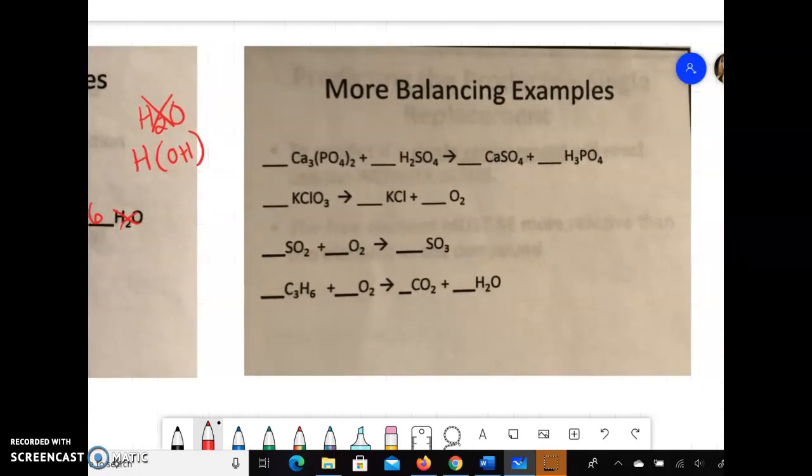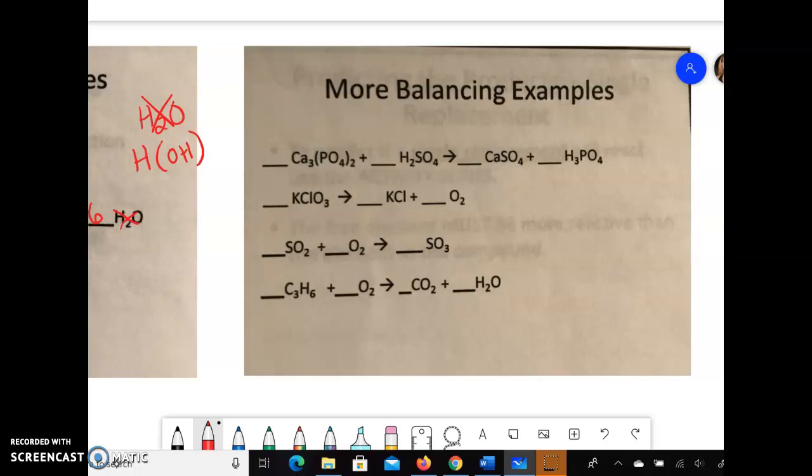All right, 4 more. These are going to get a little more complicated, so stay with me, and feel free to pause the video or watch it again if you need to. This next one looks complicated because we have a lot of stuff going on there, but notice that we have some polyatomic ions that we can just treat as a unit because they're on both sides of the arrow.